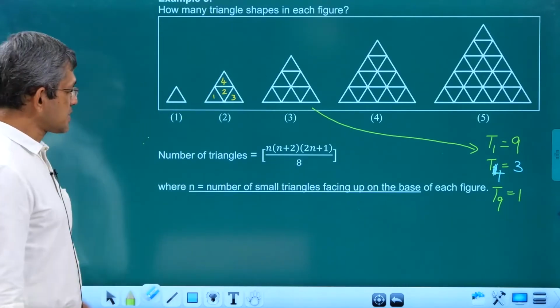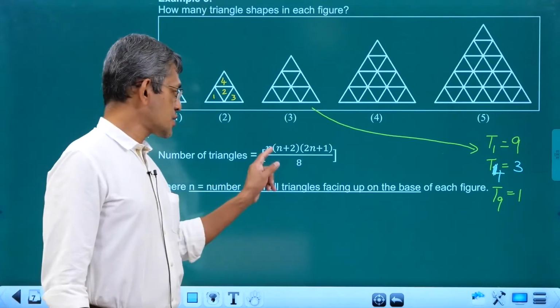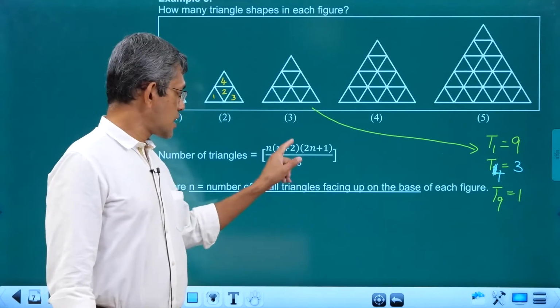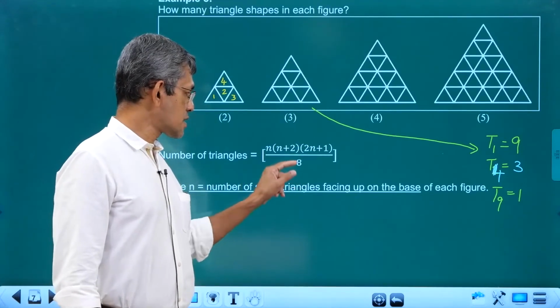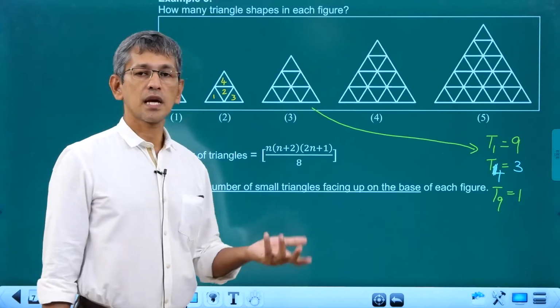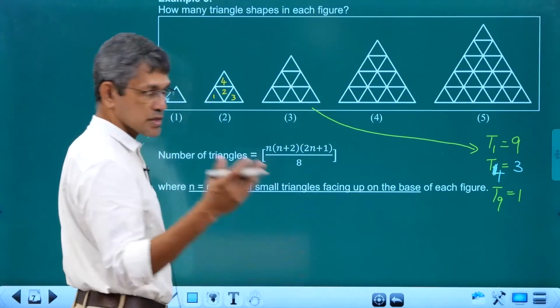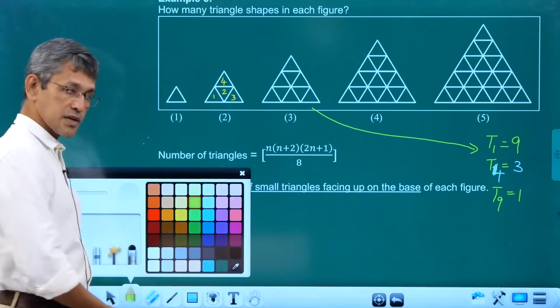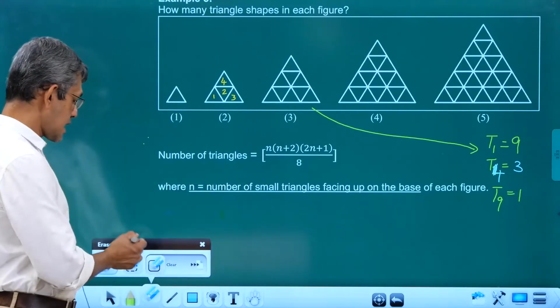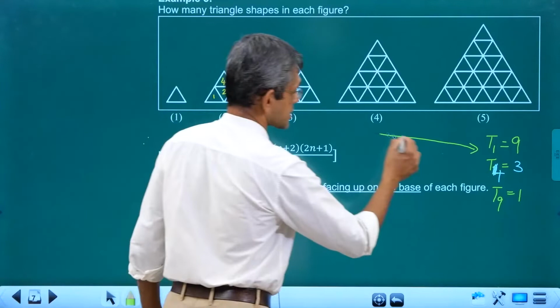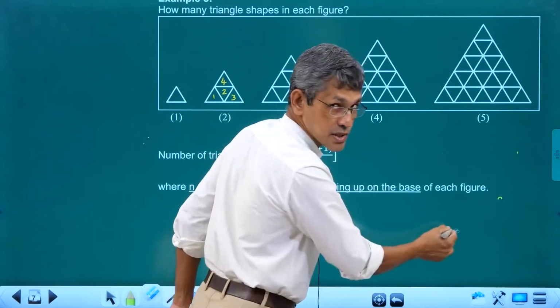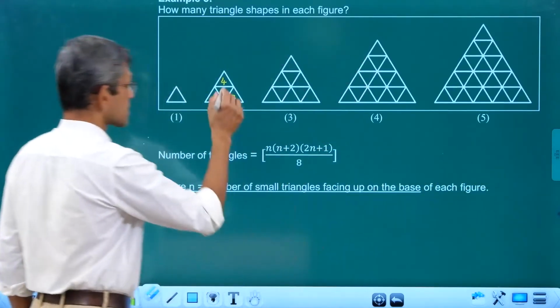So it's going to be n into n plus 2 into 2n plus 1 divided by 8. So what is the n here? Look at this picture, what is n? So that's the first question in front of us. What is this n here? I'm pretty sure some of you have a pretty good idea about that. So how about the others?